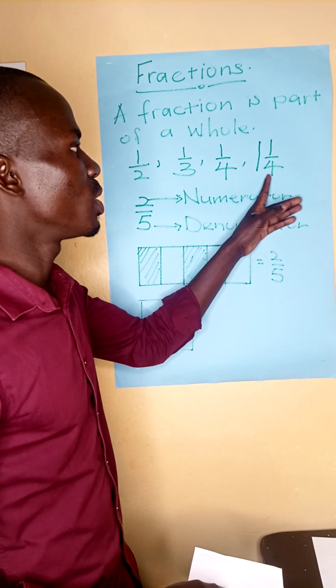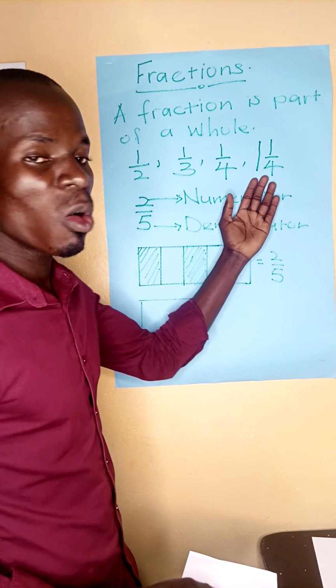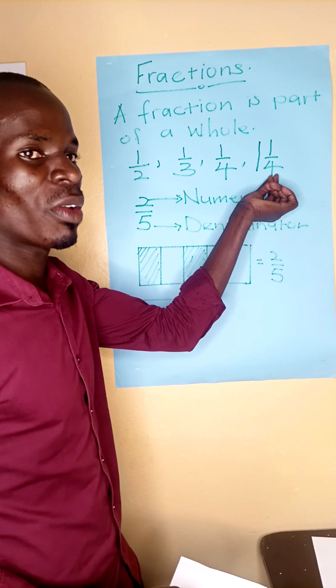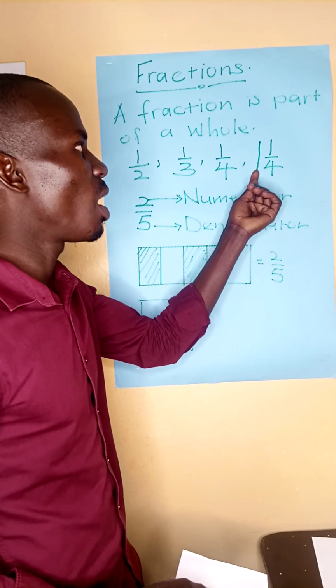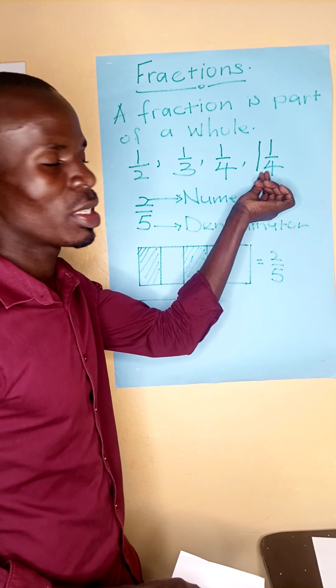Then lastly we have got a mixed number. A mixed number is a combination of a whole number and a proper fraction. A combination of a whole number and a proper fraction is what we call a mixed number.